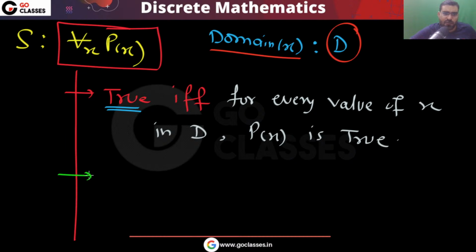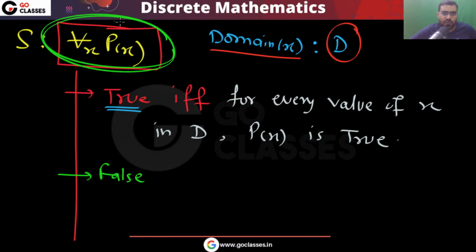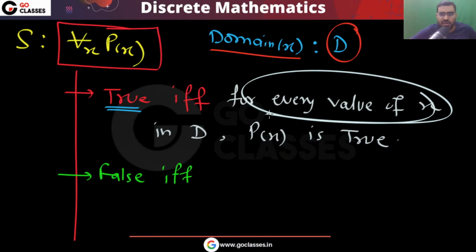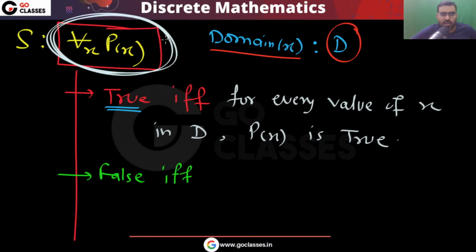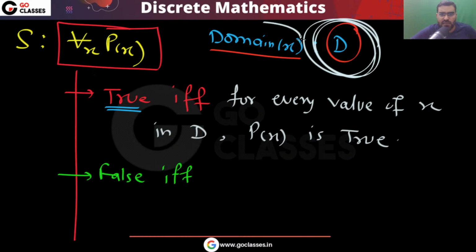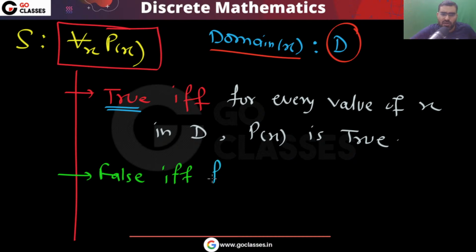Now you tell me when it will be false. This will be false if and only if one person is enough to make it false. Correct? See, if you want to make it true, then everyone in the domain of x must make it true. Everyone should make it true. But remember, if you want to make it false, one person is enough. So this will be false if and only if for at least one person, for at least one value.